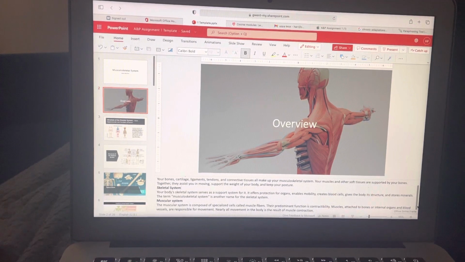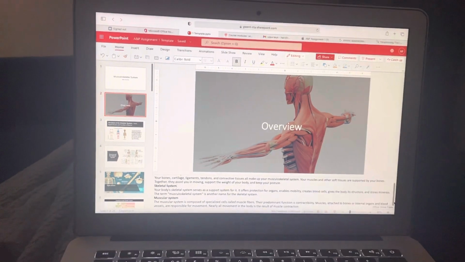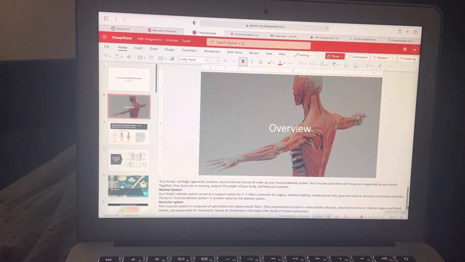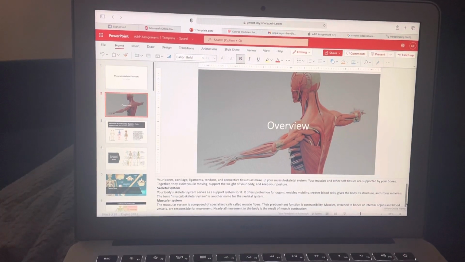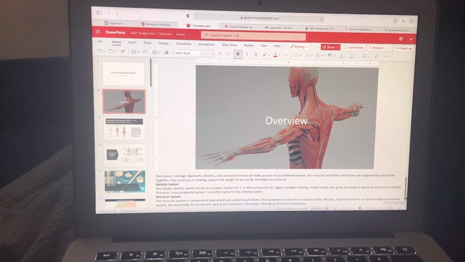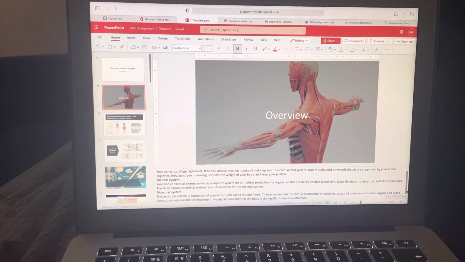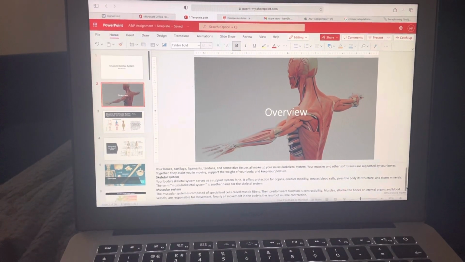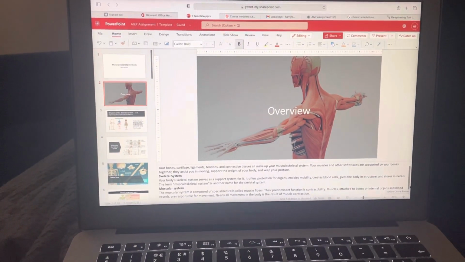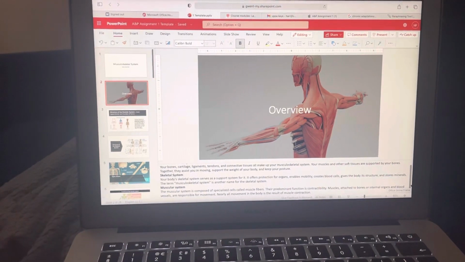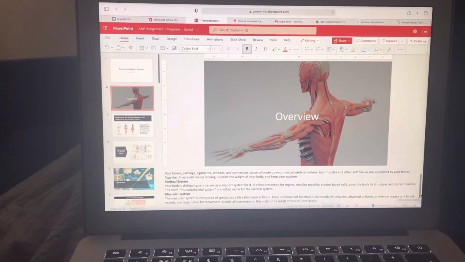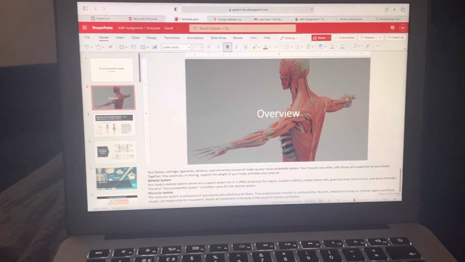Muscular system. The muscular system is composed of specialized cells called muscle fibers. Their predominant function is contractibility. Muscles attached to the bones or internal organs and blood vessels are responsible for movement. Nearly all movement in the body is a result of muscle contraction.